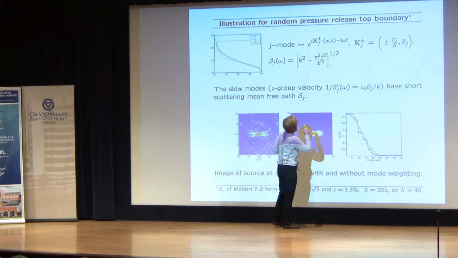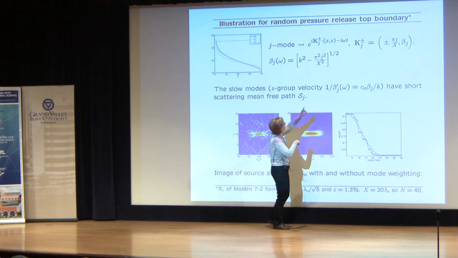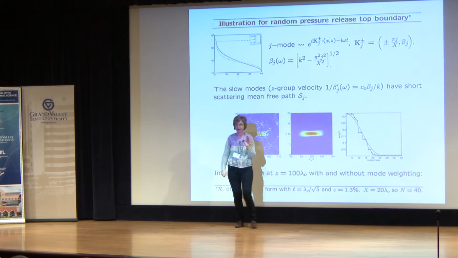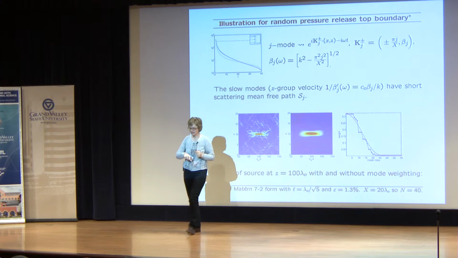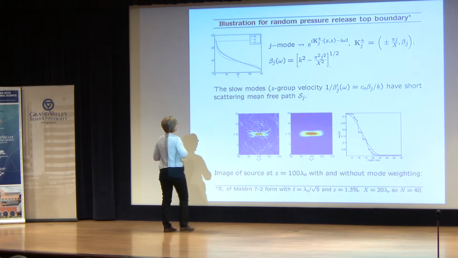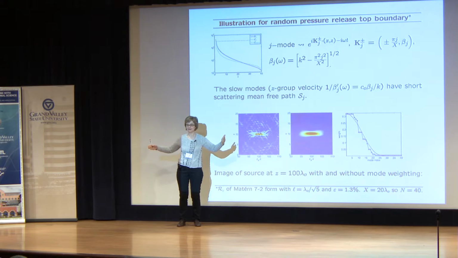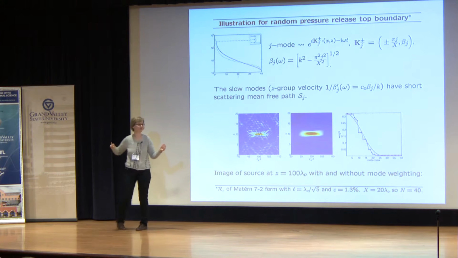Now, for the waves where j is close to n, beta is very small, so the wave vector is almost vertical. These are the waves that go like this, bang, bang, bang, bang, bang. They encounter the boundary a lot. And these waves randomize faster, because over a short distance they encounter the boundary many times, which is the only source of randomness.